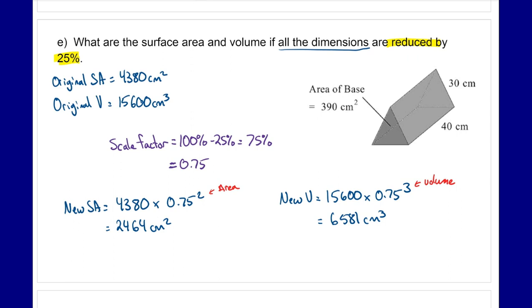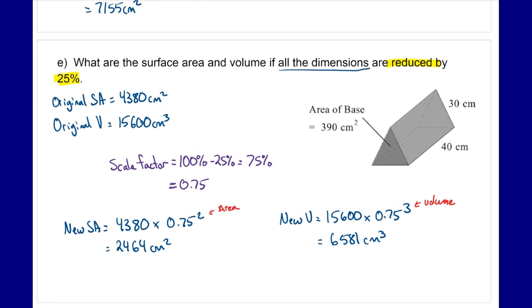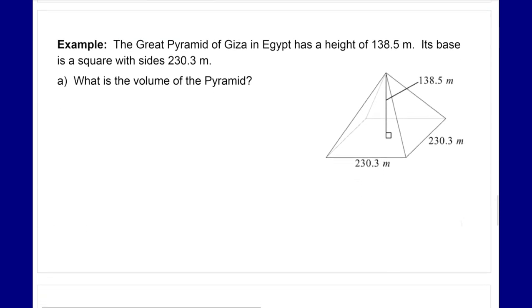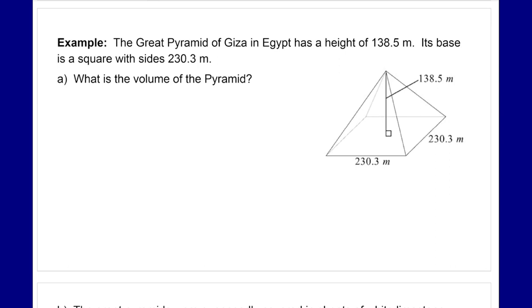So this is just basically looking at how we can use scale factors to determine new volume or surface areas or different measurements, things like that, and just basically calculating volume and surface area in general. Next example, we're going to move on to looking at pyramids, because there are some more unique characteristics or properties when looking at pyramids. So we want to figure out what is the volume of this pyramid, right?